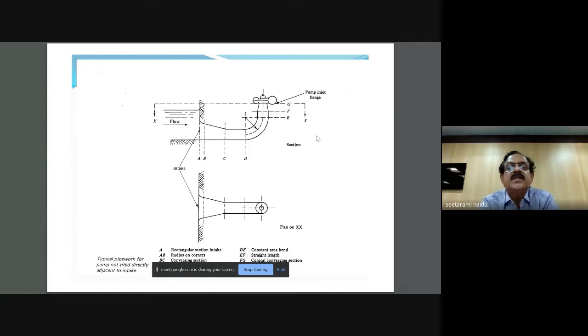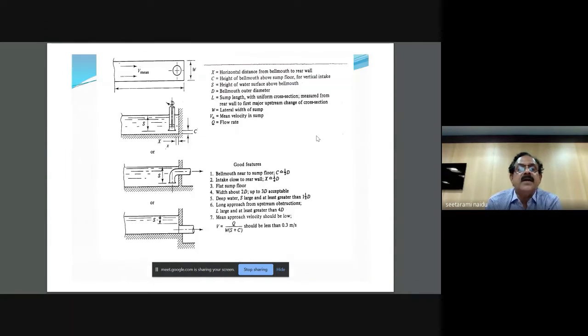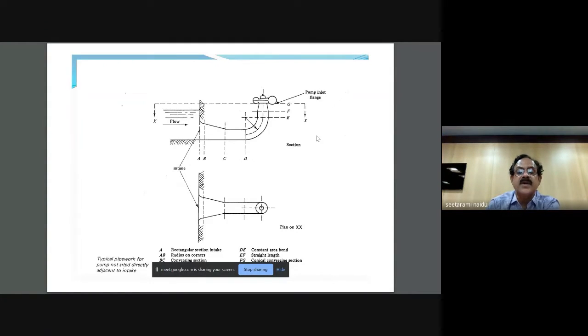Here we can see flow is taken directly from the bottom, but not immersed. The suction arrangement is not immersed. This is also not recommended. Here, the recommended practices are as follows.